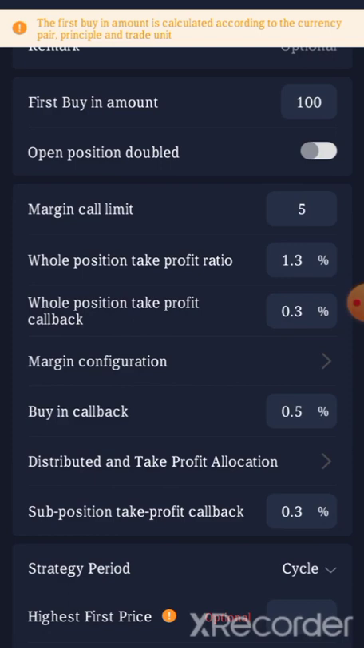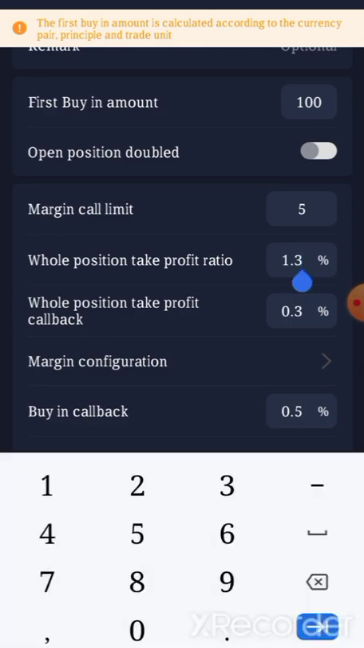Then you come to the whole position take profit, which is the amount of profit you want to take from the market. The default setting is indicating 1.3. For me, I will adjust this and set this strategy at 2%. So every time I enter the market, I want the robot to take for me 2% only, and that is enough.